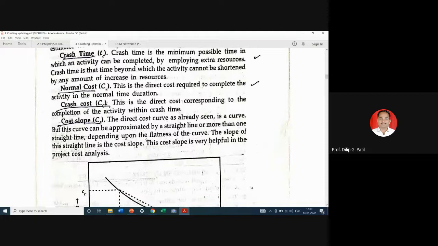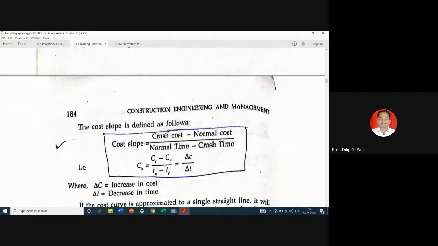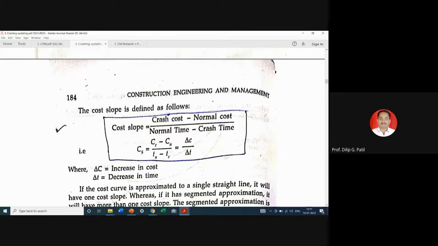And accordingly, there is one formula, cost slope: crash cost minus normal cost divided by normal time minus crash time. Here you can see crash cost is more than normal cost, so we subtract normal cost from crash cost. Here normal time is more than crash time, so normal time minus crash time is done. So crash, crash, normal, normal. Try to understand. The values which are more are taken first. So cost slope CS, that is crash cost minus normal cost.